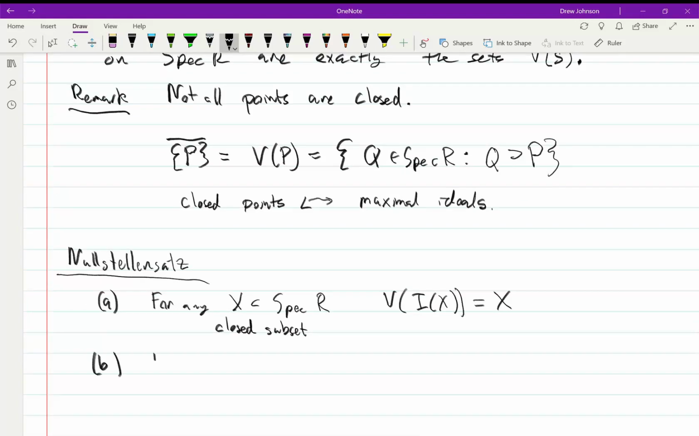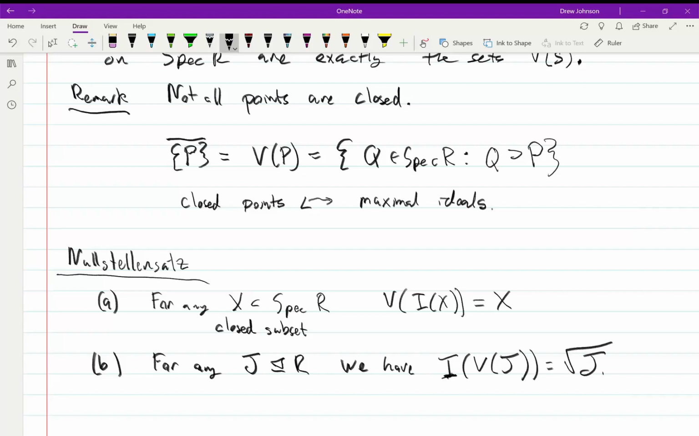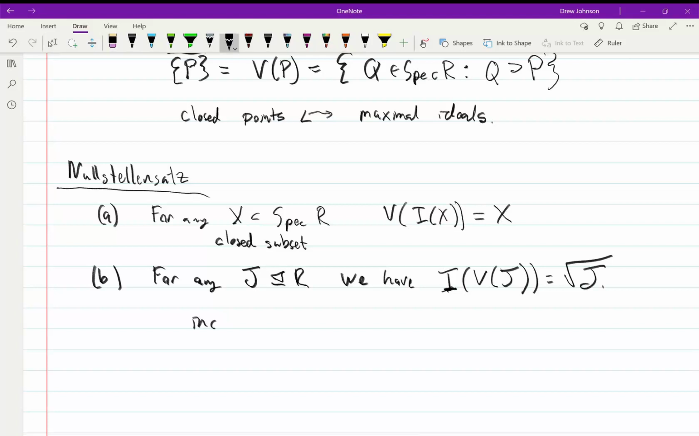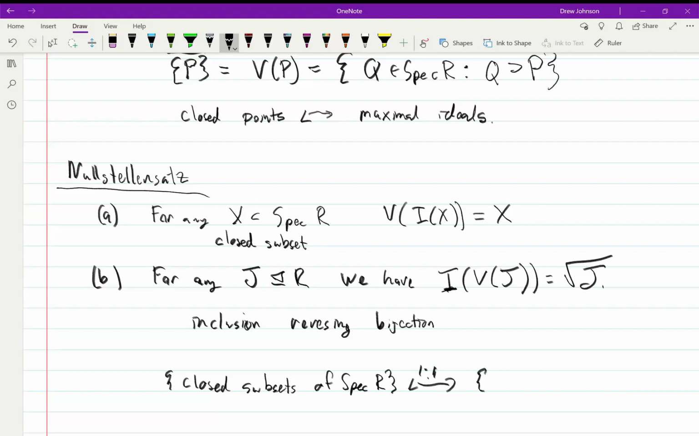And part B is for any ideal, let's call this J so we don't get confused with I for ideal, in R, we have that the ideal of the vanishing locus of J will just be the radical of J. Okay, so there's an inclusion reversing bijection between closed subsets of spec R and radical ideals in R.